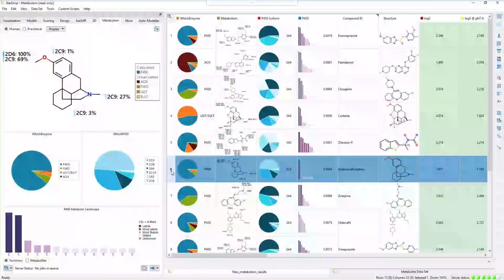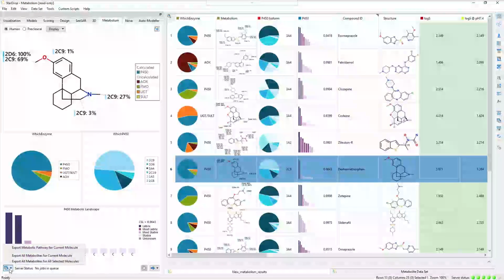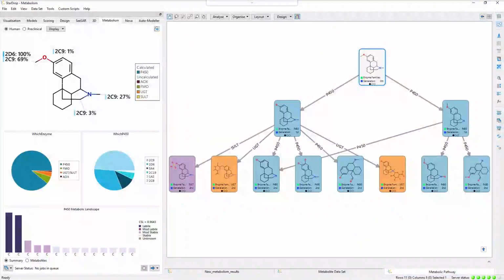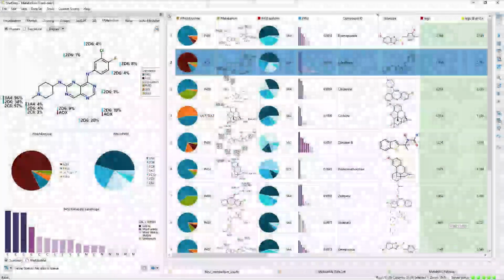You can also generate metabolic pathways, combining metabolism from multiple enzyme routes through two phases of metabolism. The pathway is displayed in a clear, intuitive way in card view. For dextromethorphan, P450-mediated metabolism will initially generate two observed metabolites. These will be further metabolized via a combination of P450, UGT, and SULT.